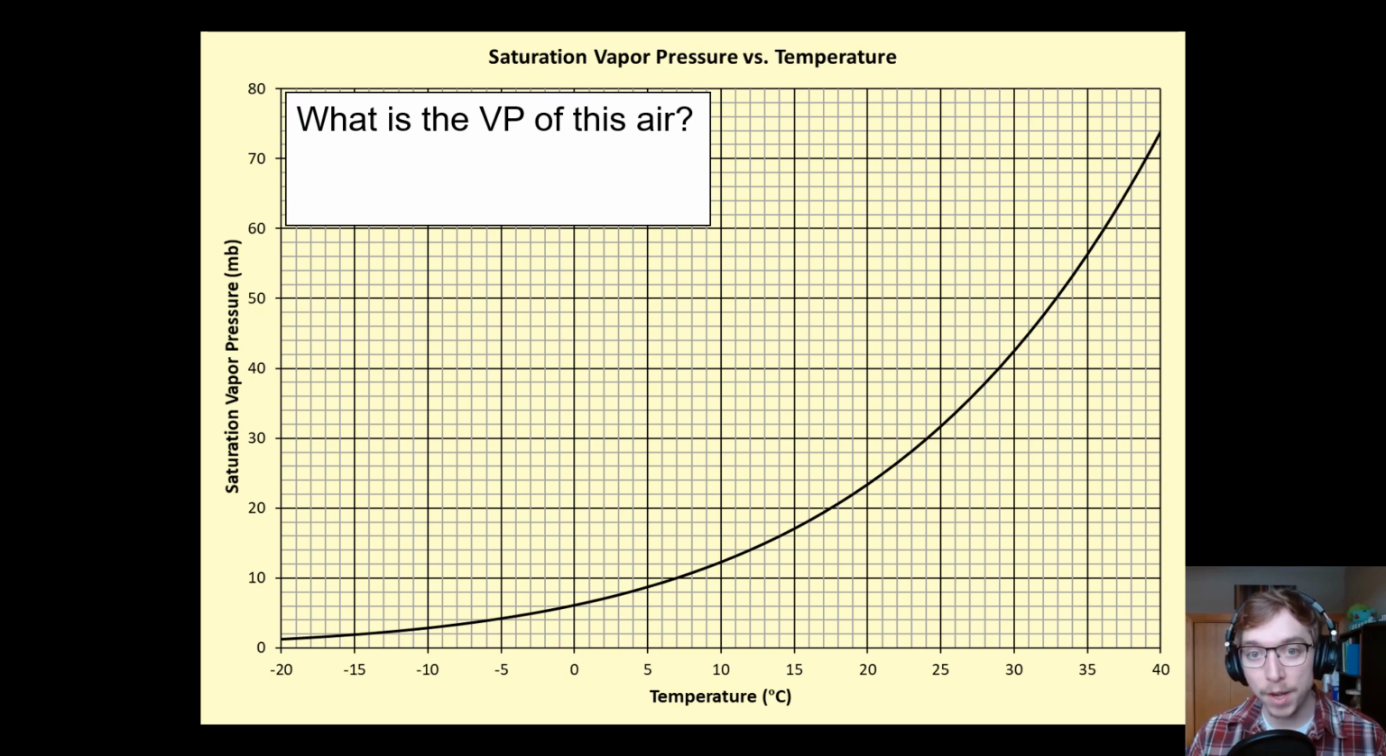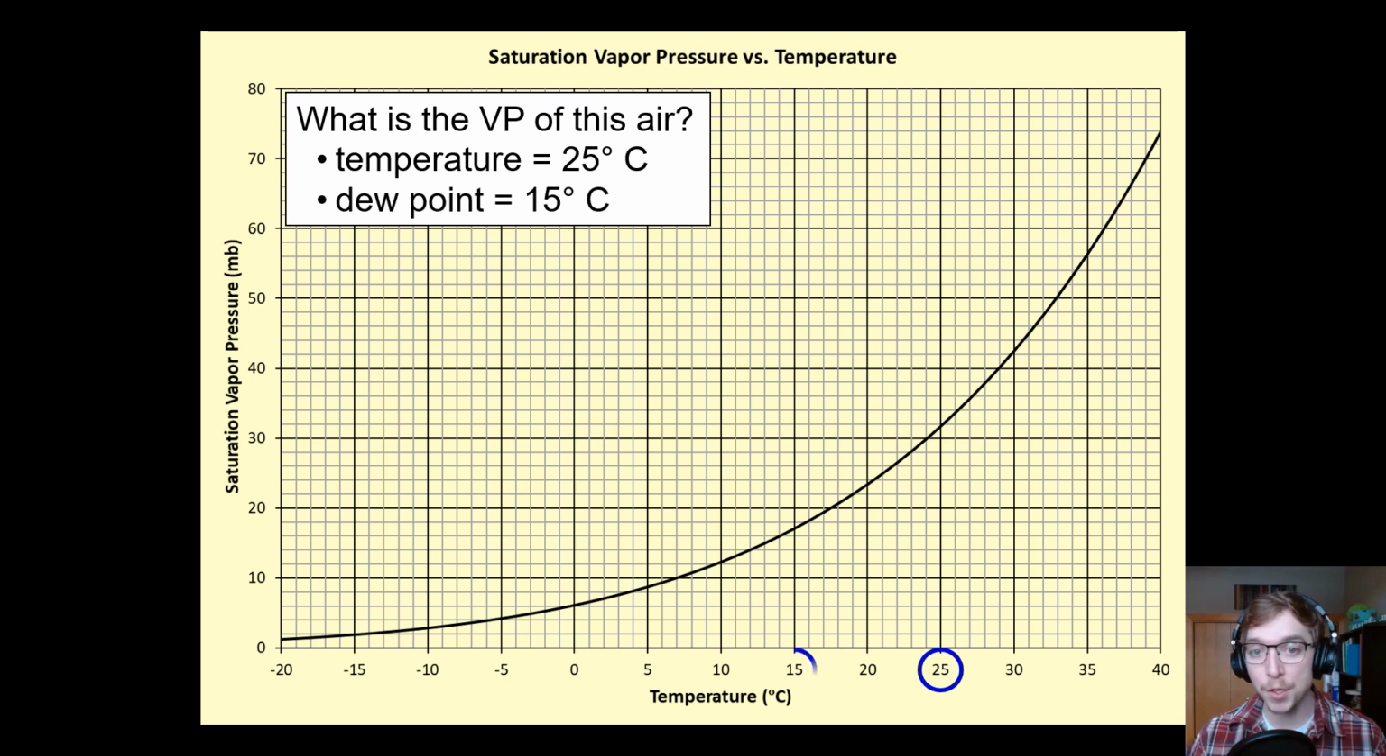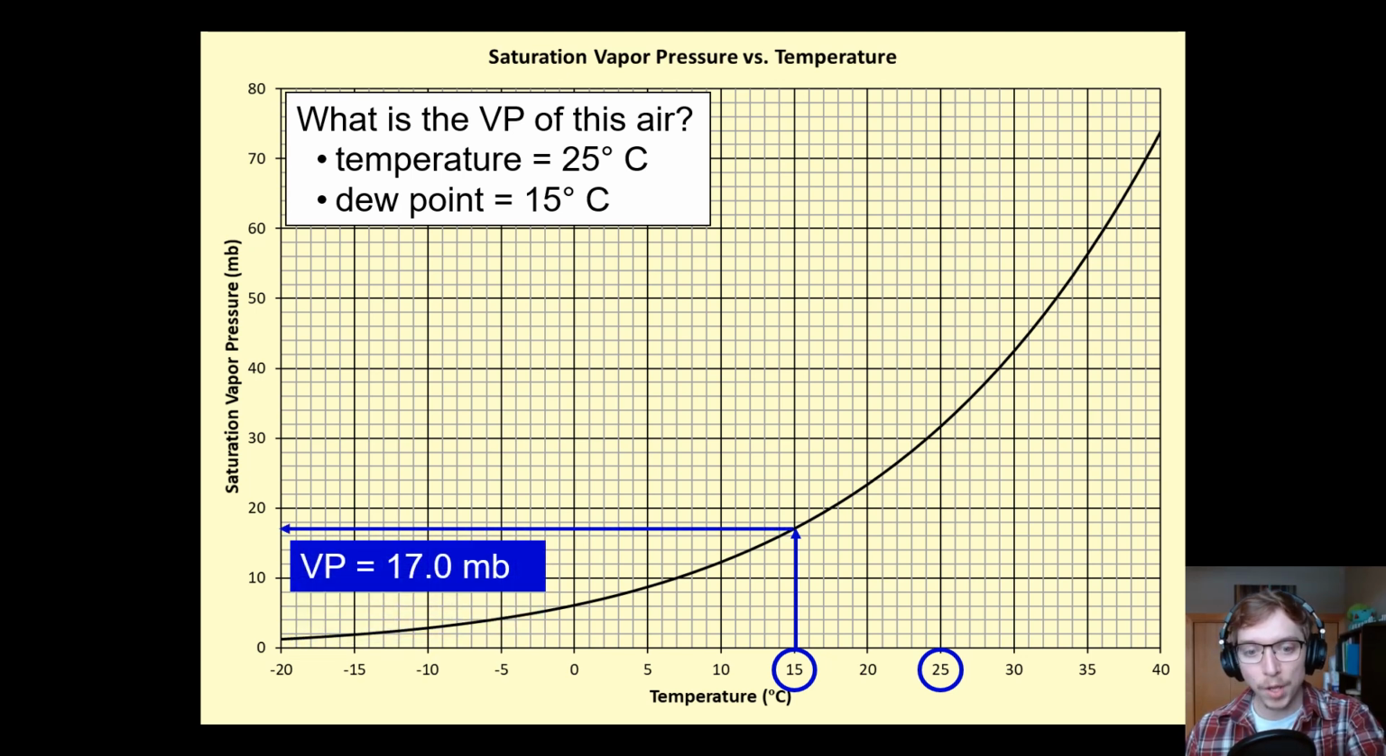Okay, so what is the vapor pressure of a parcel of air where temperature equals 25 degrees Celsius and our dew point equals 15 degrees Celsius? Well, dew point and vapor pressure are related, right? If you know the dew point, you can find the vapor pressure. If you know the vapor pressure, you can find the dew point. We go across, we're looking at a vapor pressure of 17 millibars. Likewise, if we know the air temperature, we know the saturation vapor pressure. If we know the saturation vapor pressure, we can find the air temperature.